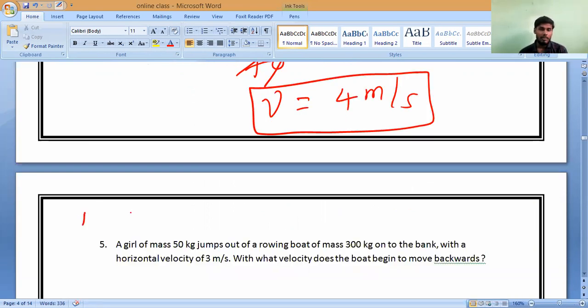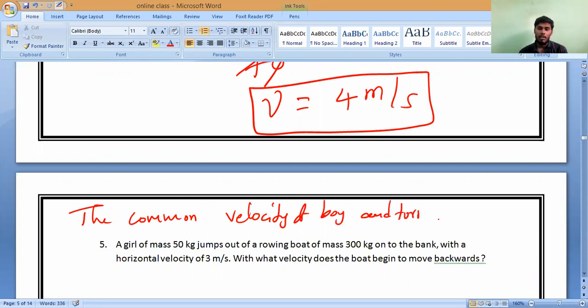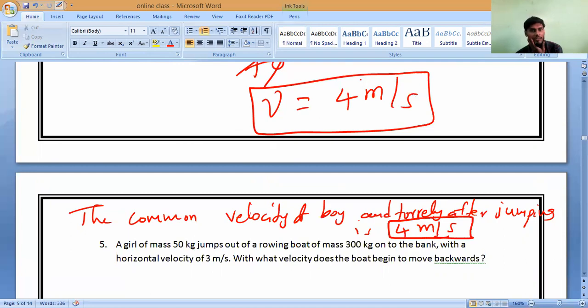The common velocity of boy and trolley after jumping is 4 meters per second. That's all. Please solve it. Do you understand? This is a very important question.